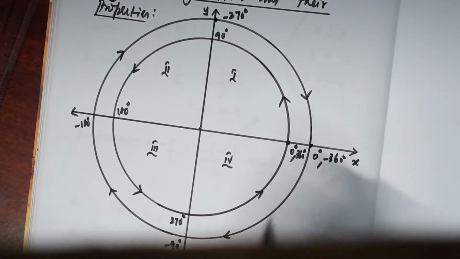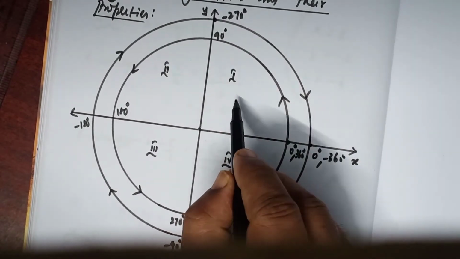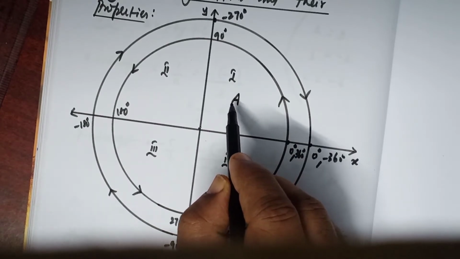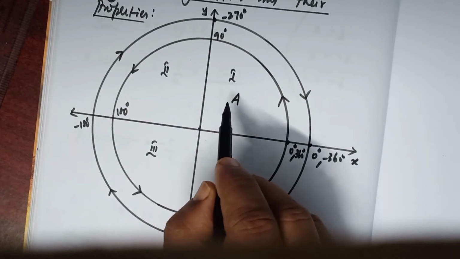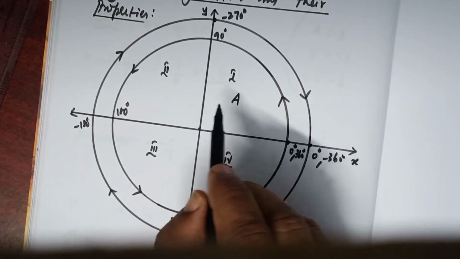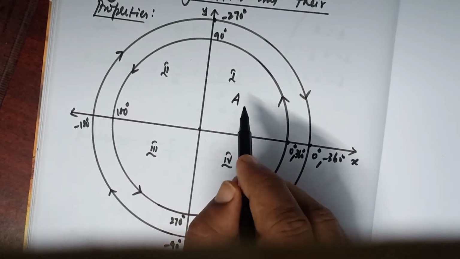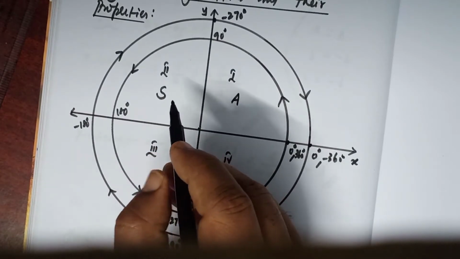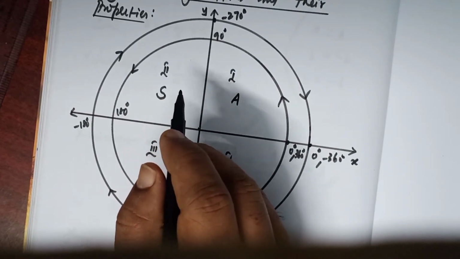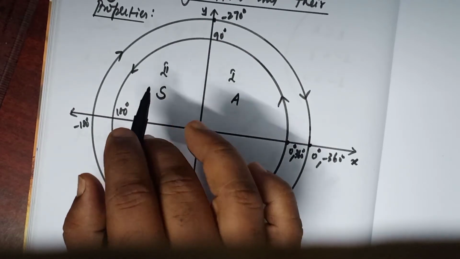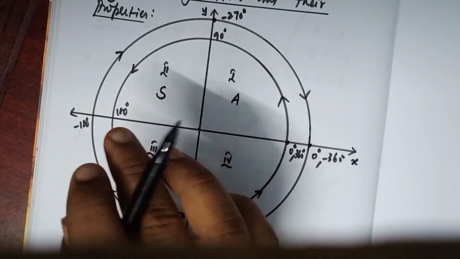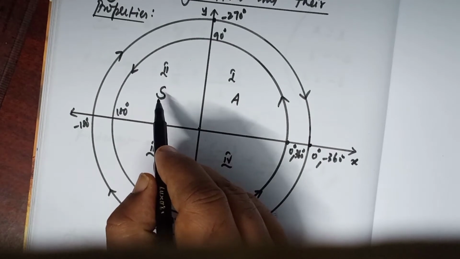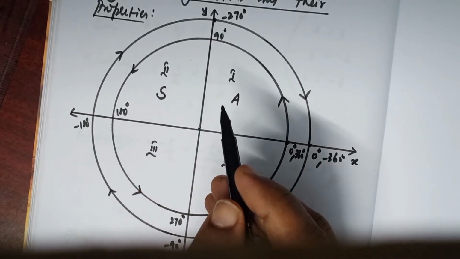Right? Now, here I write A. A represents all. In first quadrant, all trigonometric ratios are positive. Sine, cos, tan, cosecant, secant, cot, everything is positive in first quadrant. Second quadrant, S refers to sine. Sine and its reciprocal cosecant. You know very well the reciprocal of cosecant theta is sine theta. Reciprocal of sine theta is cosecant theta. So sine theta and cosecant theta are reciprocal of each other. Remember, here sine and cosecant only positive, others are all negative.